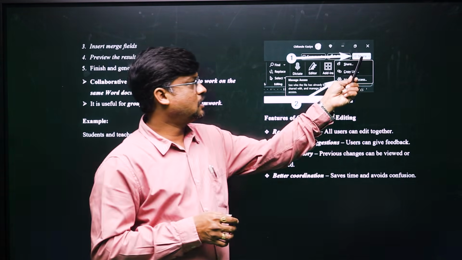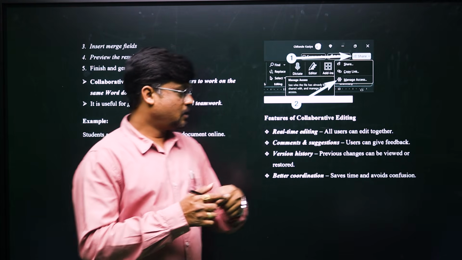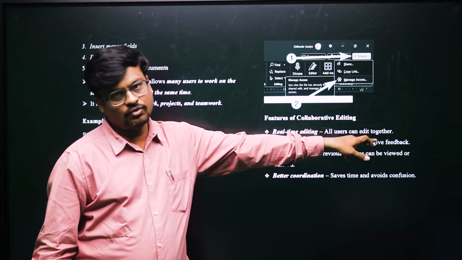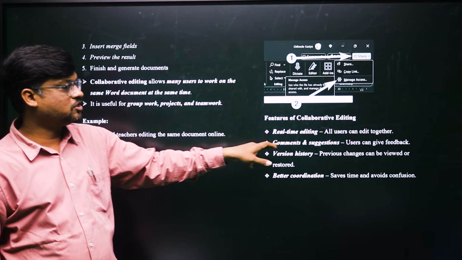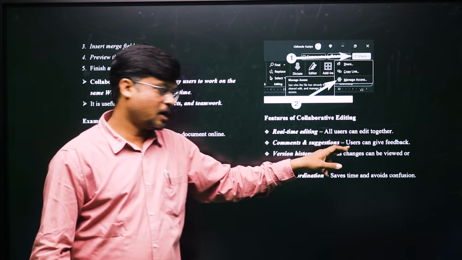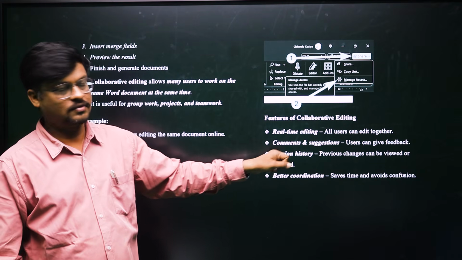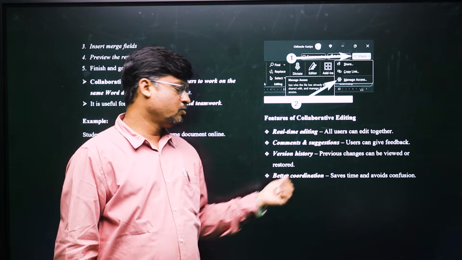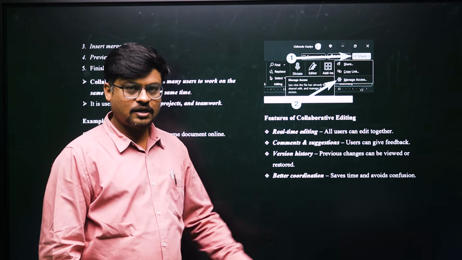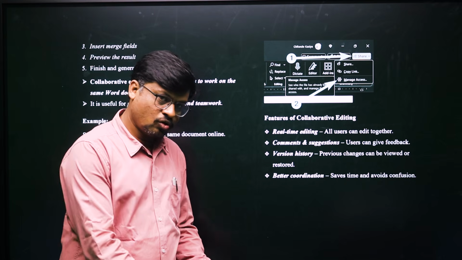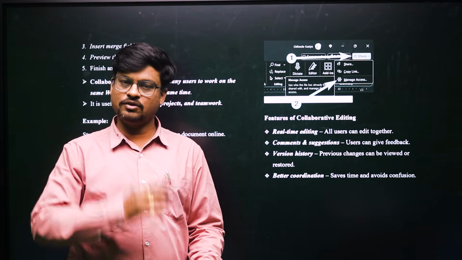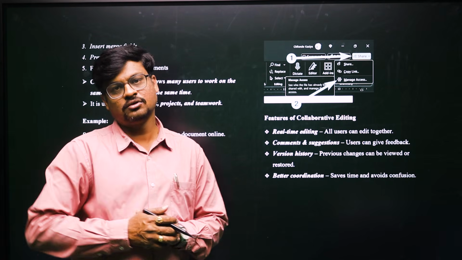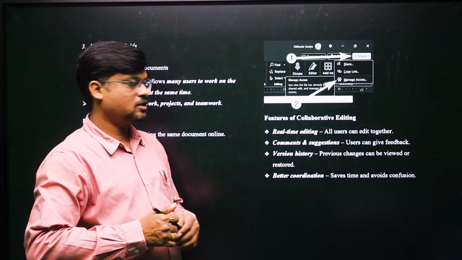Right? So I have my data. I will go with my rightmost option, share, and I have options like this. Real-time editing. All users can edit together. Comments and suggestions. Users can give the feedback, but users cannot change it. And version history. Previous changes can be viewed or restored. Anyone making any change, done here, and you want to go back to the previous one, the original one, you can go back. Done. Anyone who makes the change, you will be able to see it in the version history.